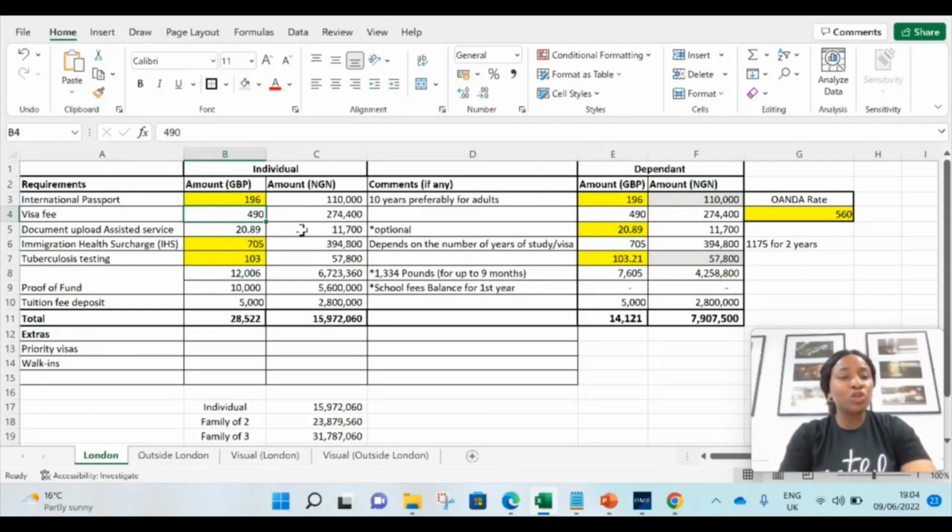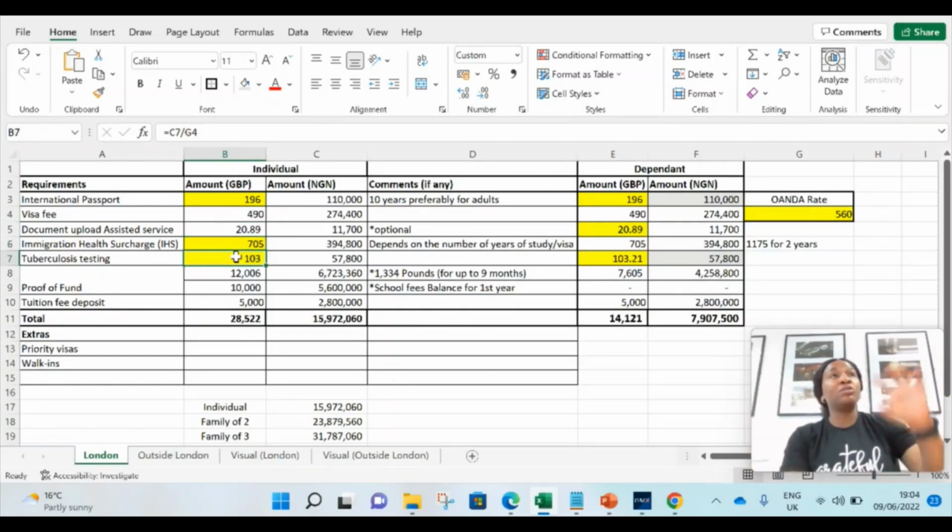If you are not sure how to upload your documents when you're applying for your visa, there's something called the assisted service. You can opt for it. It is 11,700 naira per person. Okay. Your immigration health surcharge for people coming for a 1 year course is £705 per person.